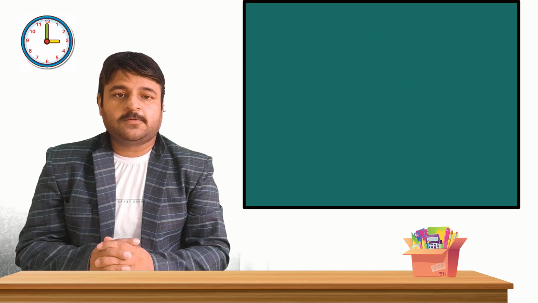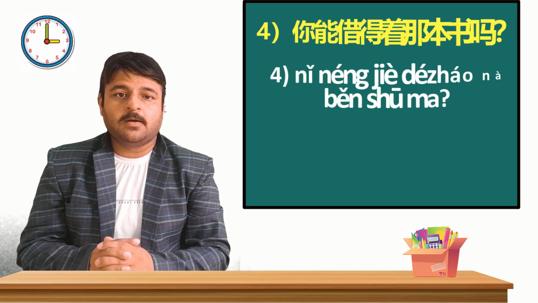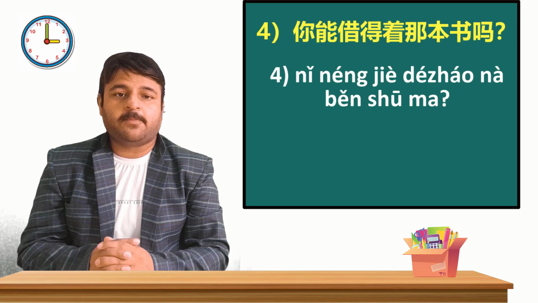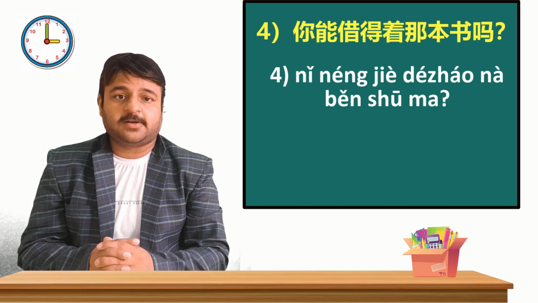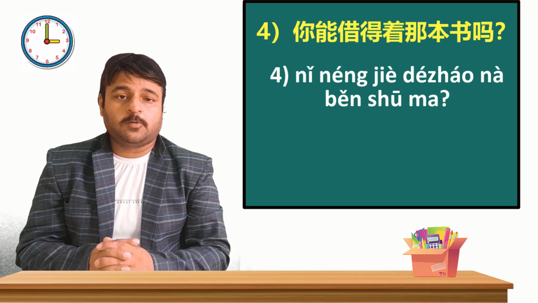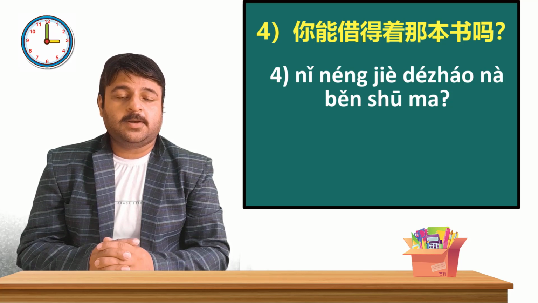Moving on to the fourth substitution drill, let us read out the following sentence. 你能借得着那本书吗? 能 is can, 借得着. Notice we have used both the auxiliary verb 能, which denotes a physical possibility, something that can happen, and also a potential complement. Can you borrow that book? 你能, can, 借得着. Potential complement, again this means can.